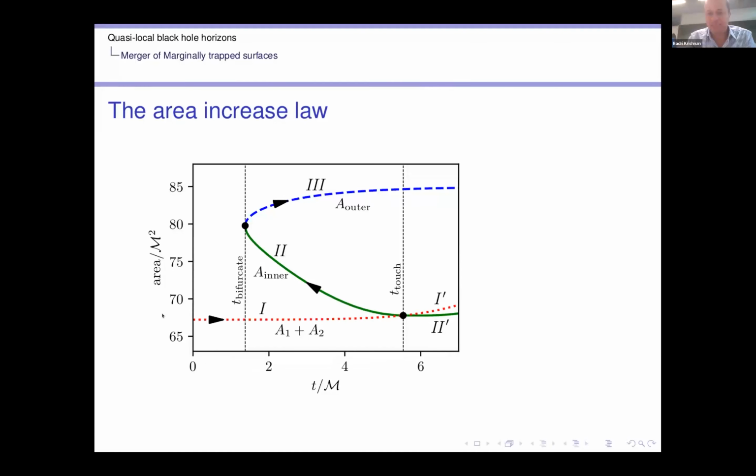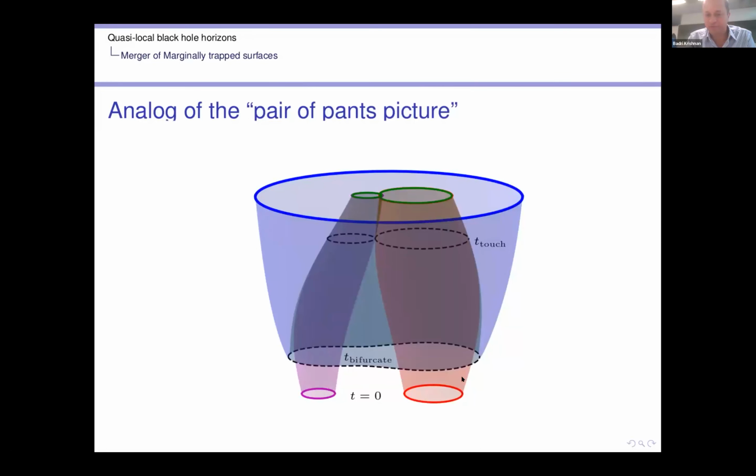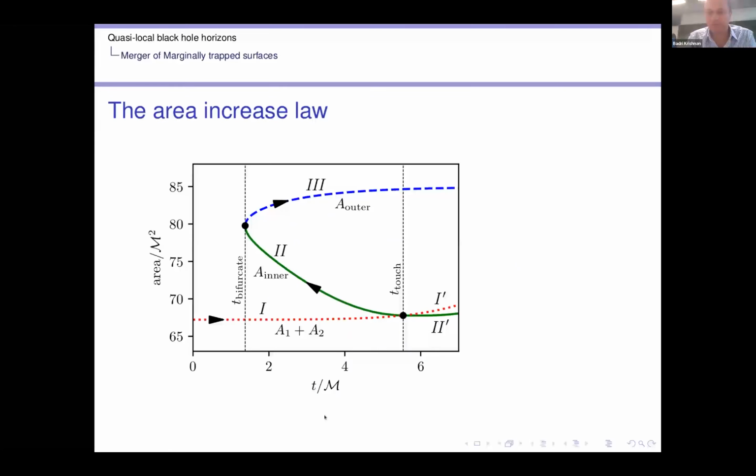So in this picture, I just take these two individual horizons and calculate the area of these surfaces at any time, and we just add them and then plot them as a function of time. So that is this red dotted line here. And then, starting from T bifurcate, I have the blue one here. This blue curve is the area of this blue surface as a function of time. That is increasing in time, and it settles down to a constant more or less by this time.